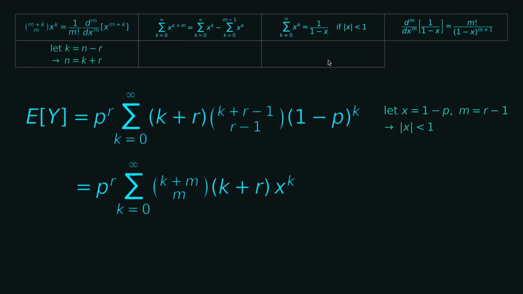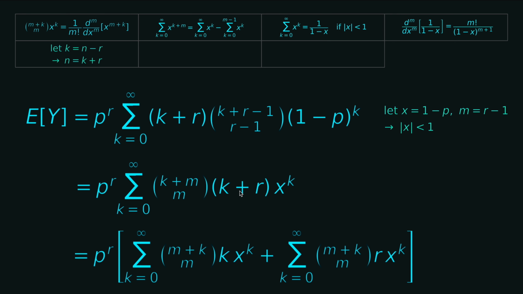We're going to get that. And then I'm going to split the summation into two pieces over this k plus r. So one of them is going to have a k, the other one's going to have an r.